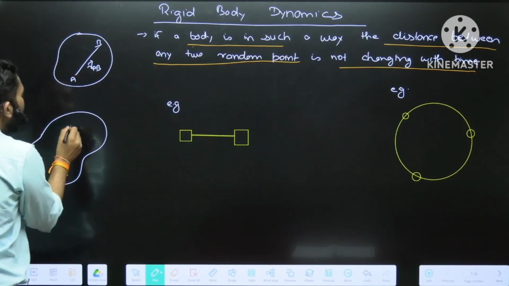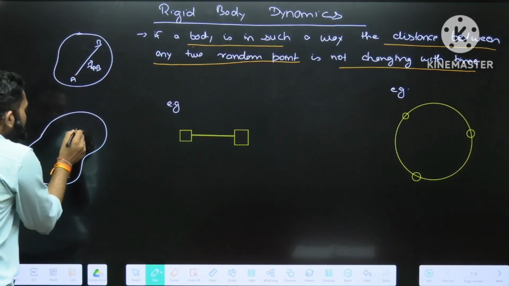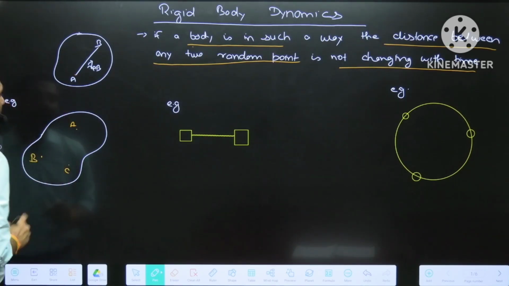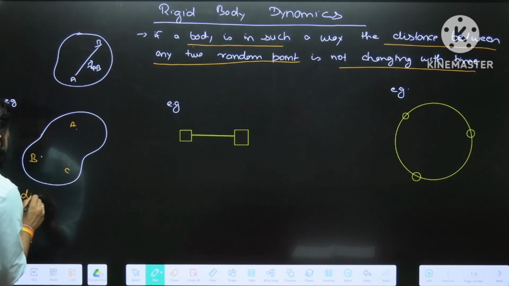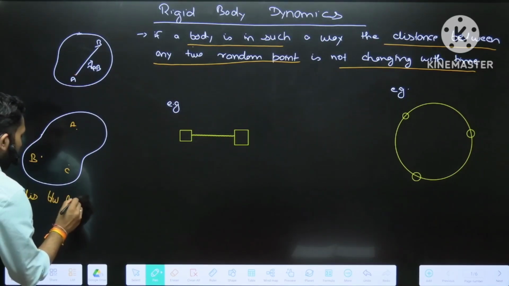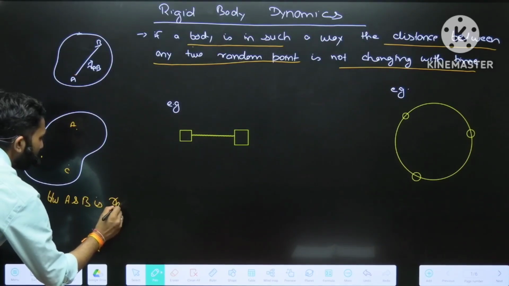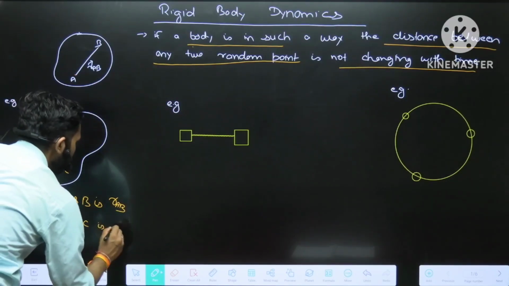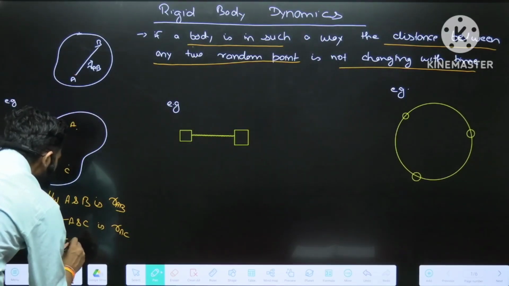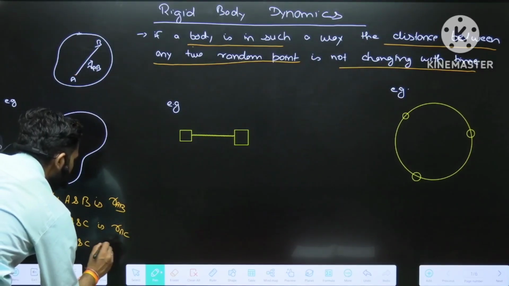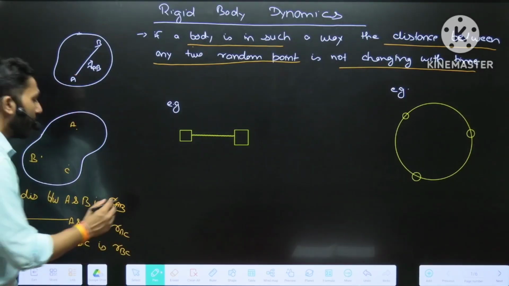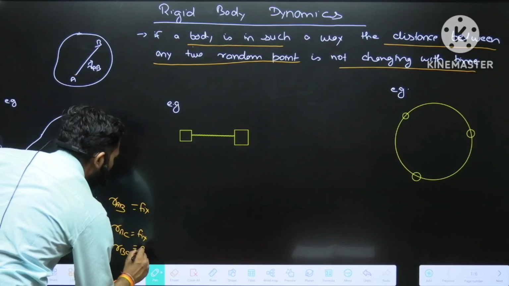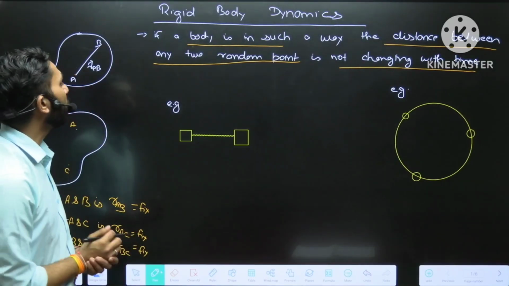As an example, assume that you have a randomly shaped body. You are taking three points this time: A, the next point is B, and the next point is C. If the distance between A and B is RAB, the distance between A and C is RAC, and the distance between B and C is RBC, and these distances are fixed, in that case we will call this body a rigid body. I think this is clear to you.